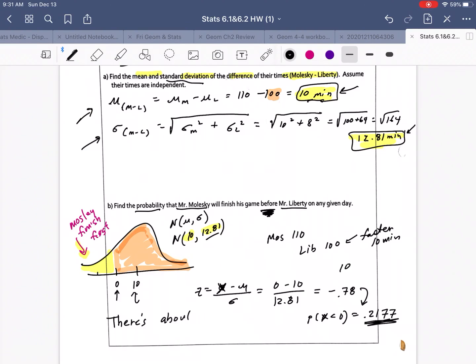So there's about a 22% chance Mosley finishes before Liberty on any given day.